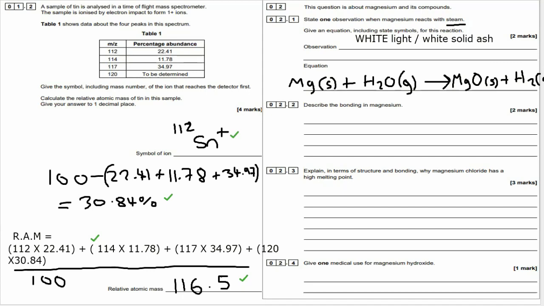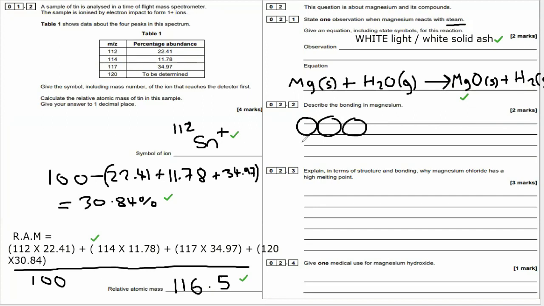Okay, 2.2. Describe the bonding in magnesium. Now, there's 3 types of bonding. You should know these off by heart: covalent, ionic, and metallic. Of course, magnesium is a metal found on the left of the periodic table, so it has metallic bonding.